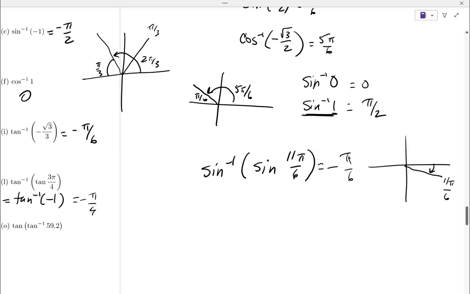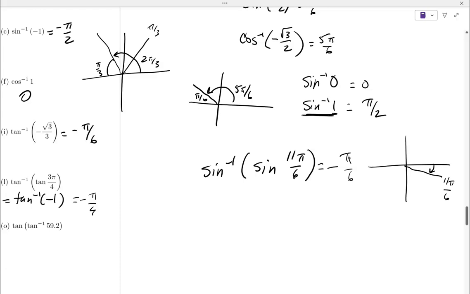So if you like more of a numerical approach, you can simplify inside out and think of it that way. If you like a more picture approach, you can do it this way. Either or. Whatever you're comfortable with is the right way to do it. Okay? You want to do one more like that?